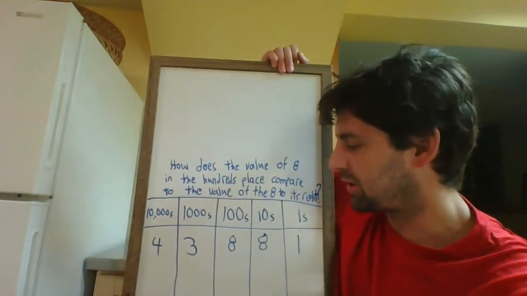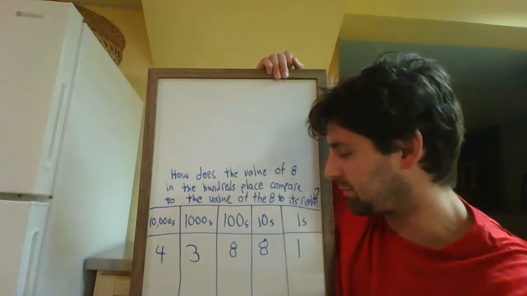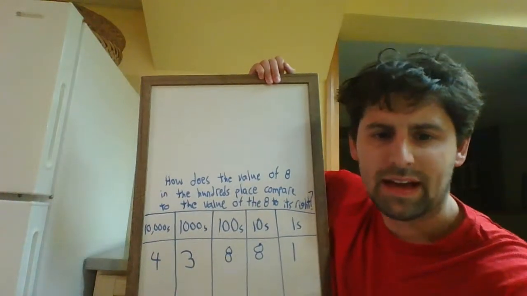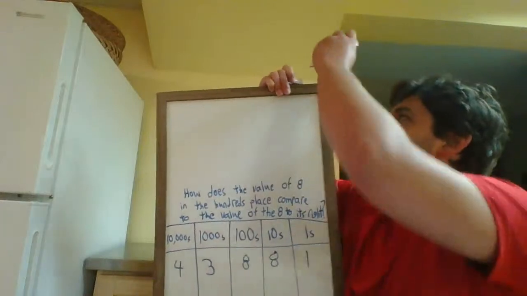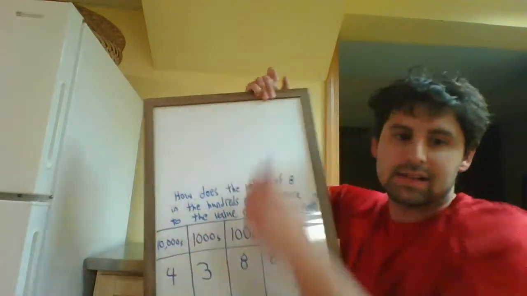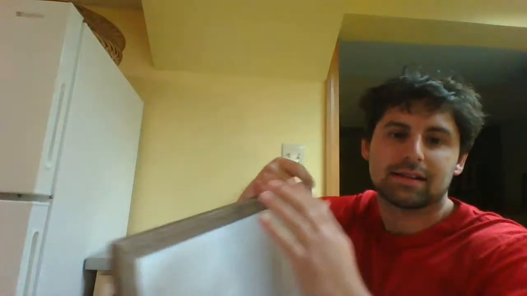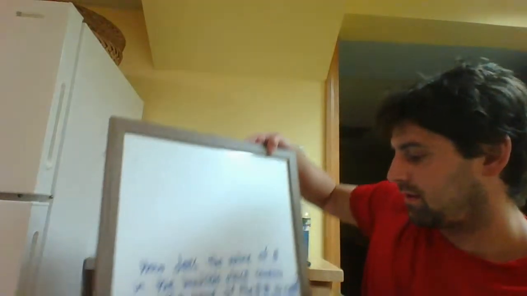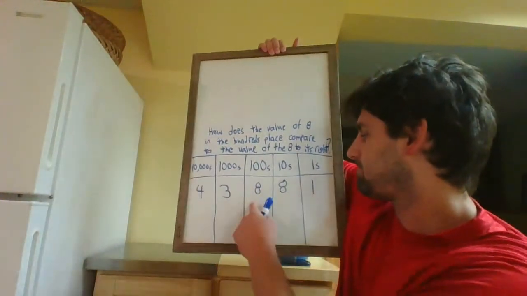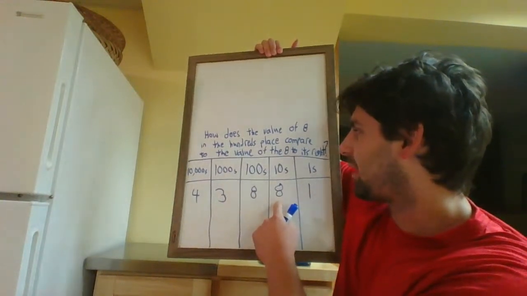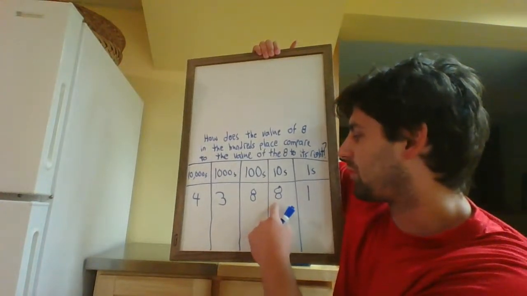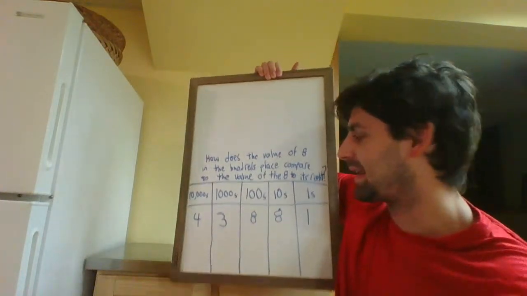So for a question like this, you got to look at the 8 in the hundreds place and the 8 in the tens place. Think about it. What is the value of 8 tens? If we count by tens 8 times: 10, 20, 30, 40, 50, 60, 70, 80. So the value of the 8 in the tens place, the 8 to the right of the one in the hundreds place, would be 80.